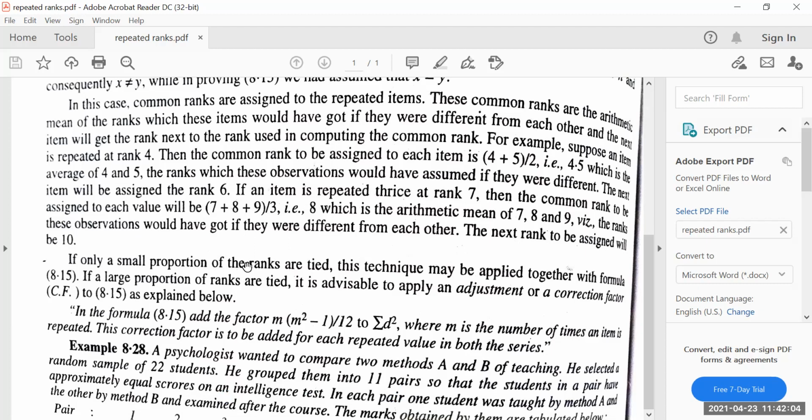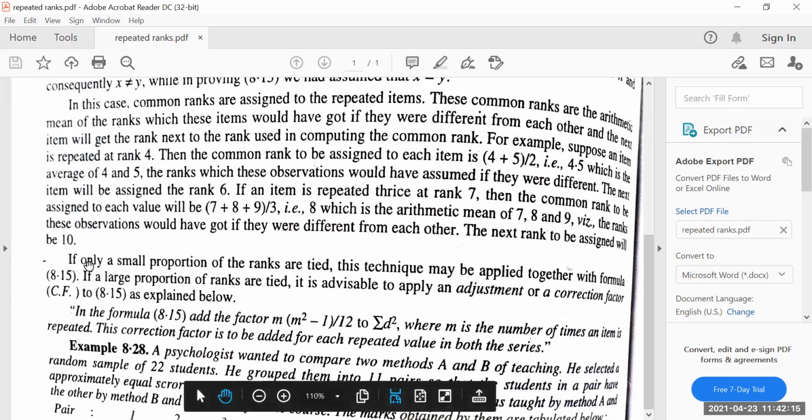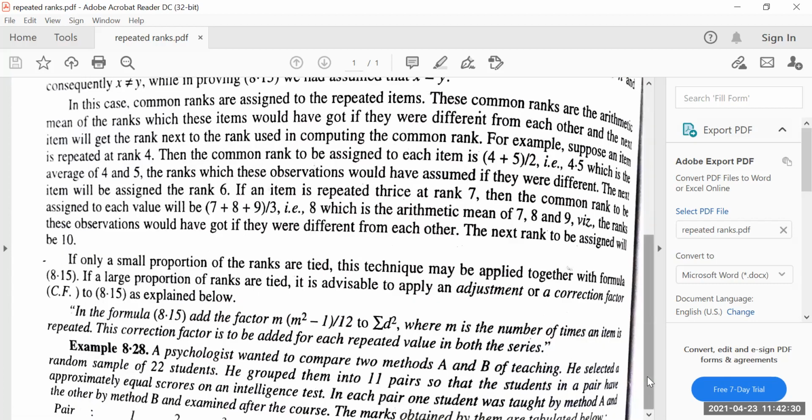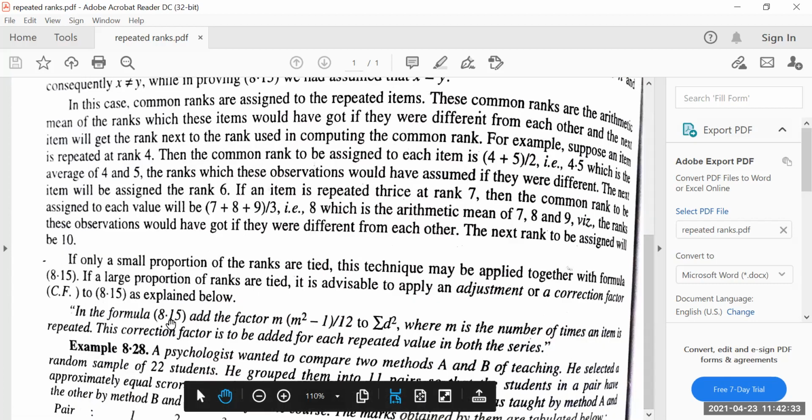If only a small proportion of the ranks are tied, this technique may be applied together with the formula. If a large proportion of ranks are tied, it is advisable to apply an adjustment or a correction factor as explained below. So what correction factor will you add in the formula? The formula we have done previously, 1 minus 6 sigma d squared divided by n into n squared minus 1. In this summation d squared, we will add the factor m into m squared minus 1 divided by 12, where m is the number of items that are repeated. This correction factor is added for each repeated value in both the series.